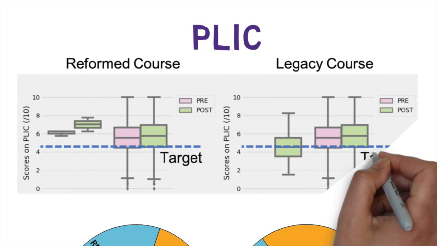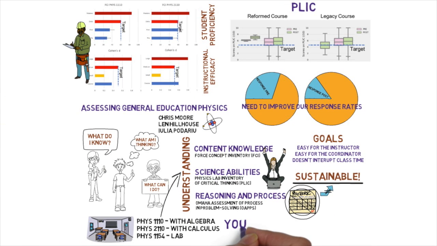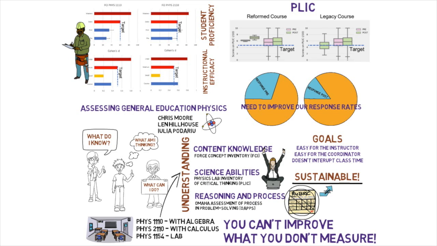First, a reformed lab that we are running as a pilot, and second, the lab course as it has been run for many years. The pre-course results in the PLIC were similar for both groups, but the reformed course saw significantly higher shifts in score compared to similar courses at similar universities. Both sections met the proficiency target that we defined. These measures will help our department improve by pointing us in the right direction and providing data for decision making. You can't improve what you don't measure.